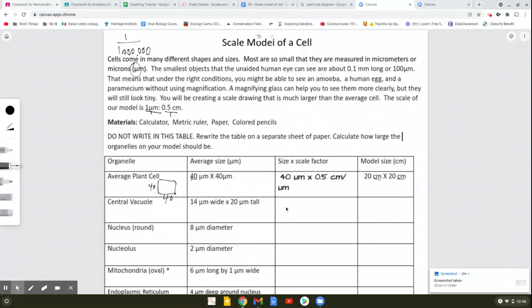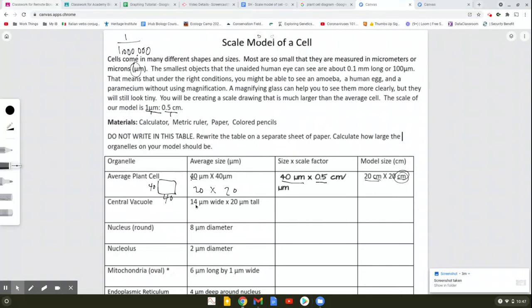So the math of this is you take the 40 and multiply it by 0.5, which is the same as dividing by 2, and you get 20. Okay, so this becomes 20 by 20 centimeters. That is how big you will draw the outside of your cell. You're going to need either a blank piece of paper or lined paper, and you're going to need a ruler, a metric ruler, one with centimeters. All right, let's do the next one.